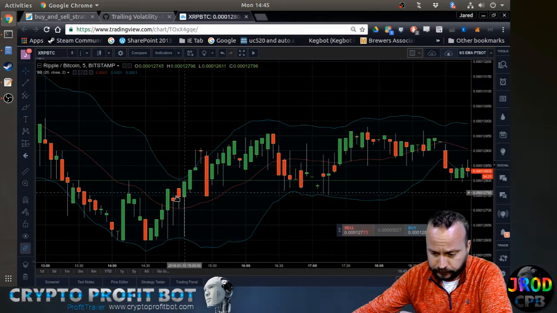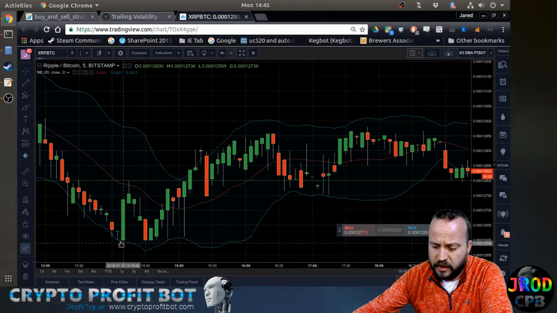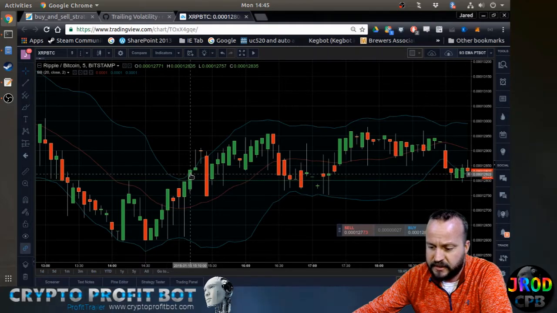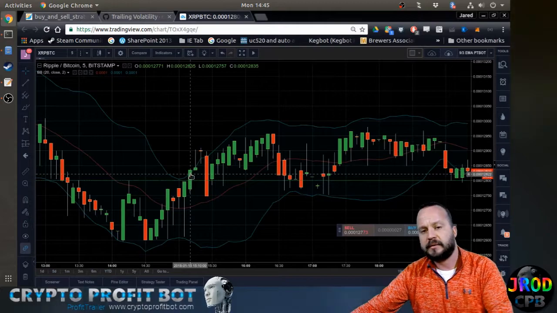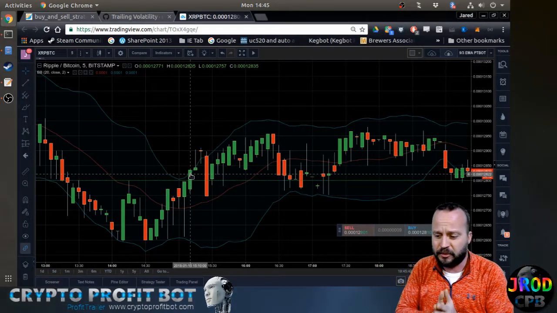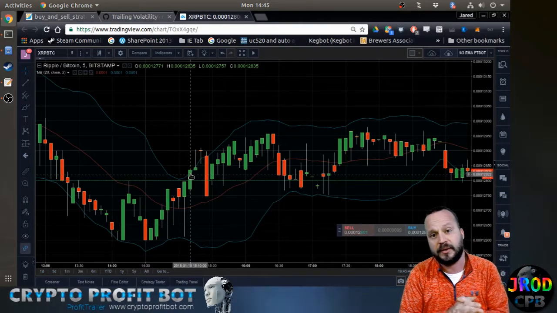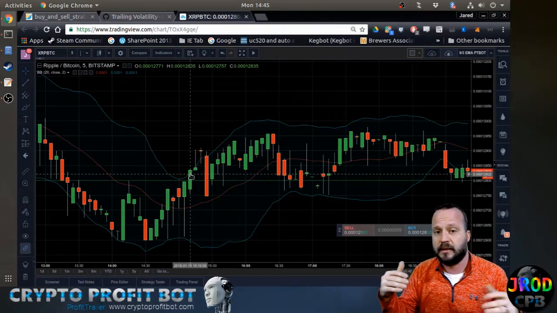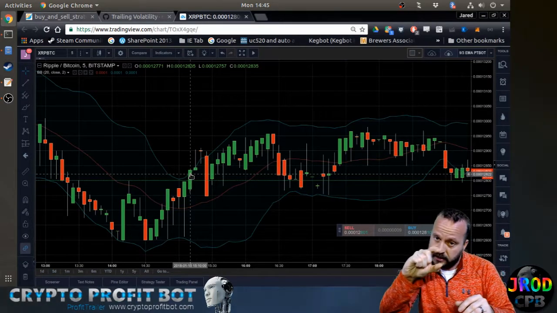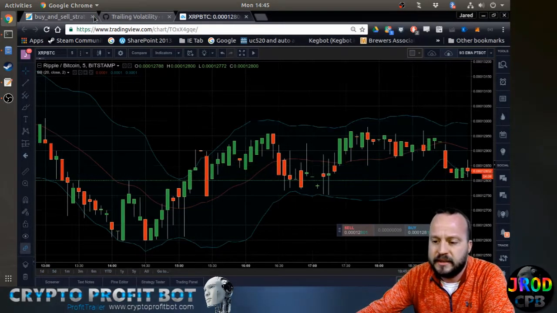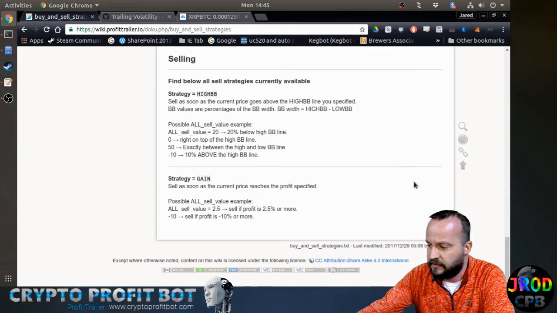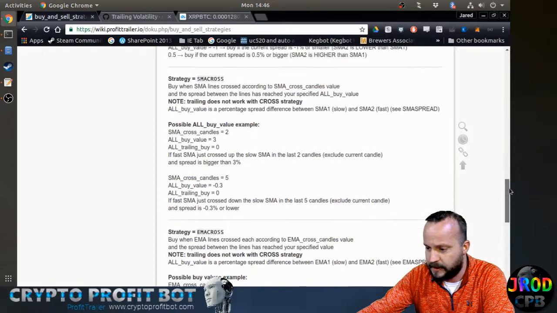I'll explain. So if you got in here and you want to sell at high BB zero, it's going to sell right when the price starts to pop out above that line. But the savvy people amongst you might wonder, what if that's still not in profit if you consider exchange fees? Just because the high BB line is hit doesn't necessarily mean you've made a ton of profit, because the BB lines can get skinnier. Well, there is a variable called all min profit, I believe. And it's not listed here, but it is in the wiki.